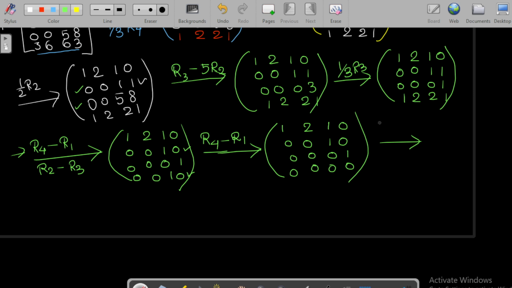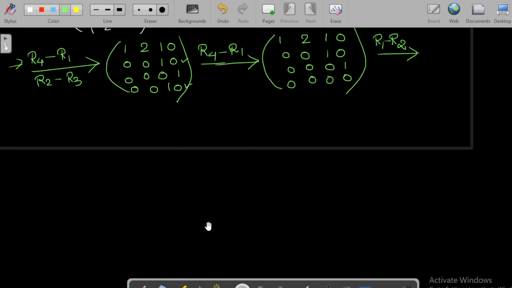I can subtract the second row from the first row. Okay, I can apply this row operation. After applying this row operation, the new matrix will be 1 2 0 0, 0 0 1 0, 0 0 0 1, and the fourth row will remain 0.